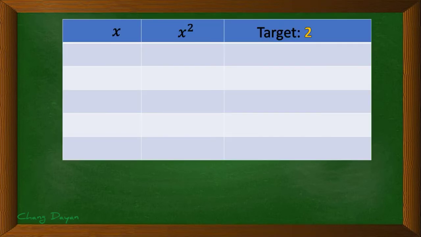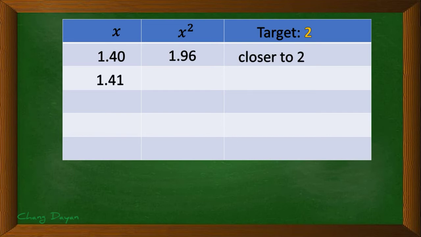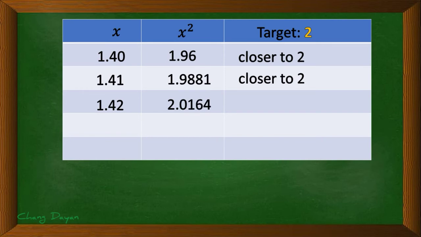So, let us have the table. So, x natin, start tayo kay 1.40. Square lang natin. That is 1.96. Closer to 2. Next, 1.41. Kapag in-square is 1.9881. Closer pa rin sa ating target na number 2. 1.42. Kapag in-square, we have 2.0164. Ito ay nag-exceed na sa ating target na 2.